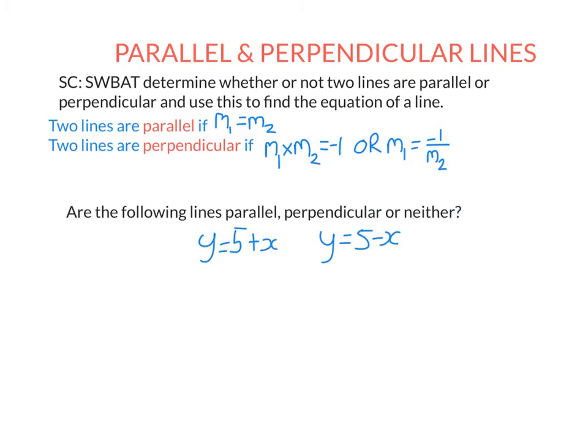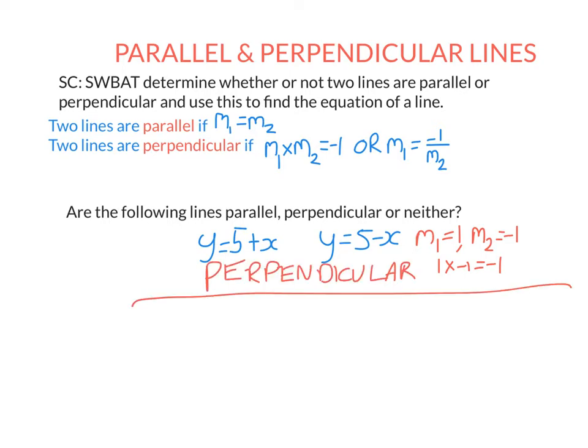So let's start by looking at these two lines, y equals 5 plus x and y equals 5 minus x. To determine whether they're parallel, perpendicular, or neither, I need to identify their gradients. Because both are in the form y equals, the gradient's just the number in front of x. So the gradient of this first line, m1, is equal to 1. The gradient of the second line is -1. These lines are not parallel because the gradients aren't equal, but they are perpendicular because 1 times -1 is -1. The two gradients multiply to -1, so therefore the two lines are perpendicular.